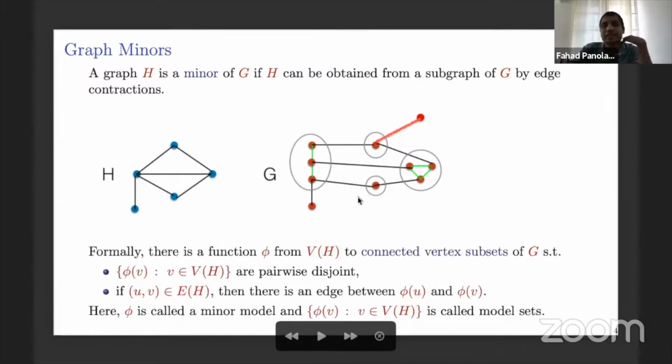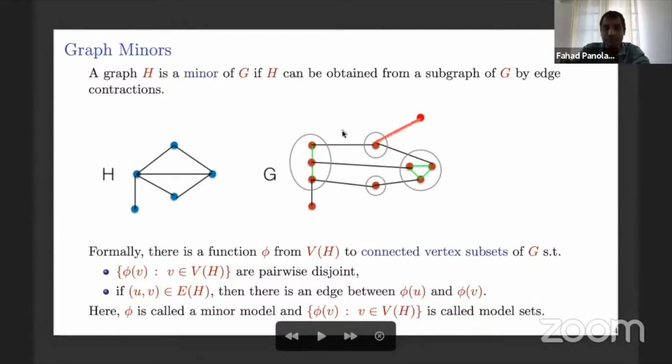Or formally, you can say that there exist connected sets. They are vertex disjoint, which is circled here, and if you contract the edges of each of these connected sets, then H will be a subgraph of that graph, and then H is a minor. Okay, so that is another definition.